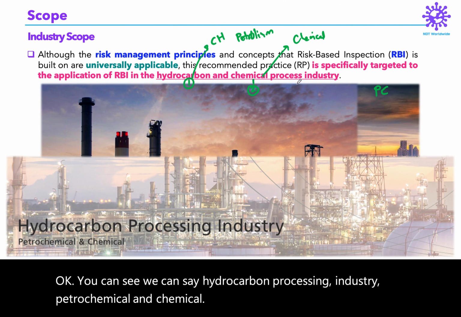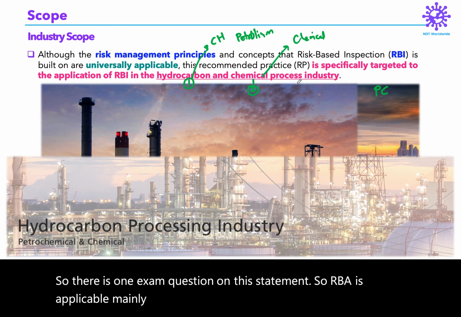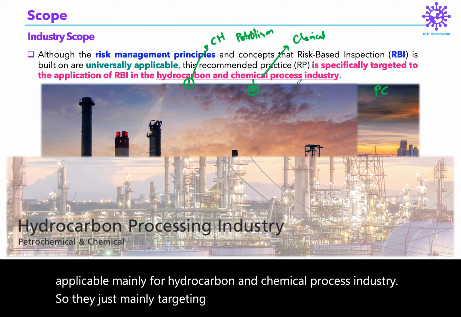There is one exam question on this statement: RBI is applicable mainly for the hydrocarbon and chemical process industry. They are mainly targeting these two industries.